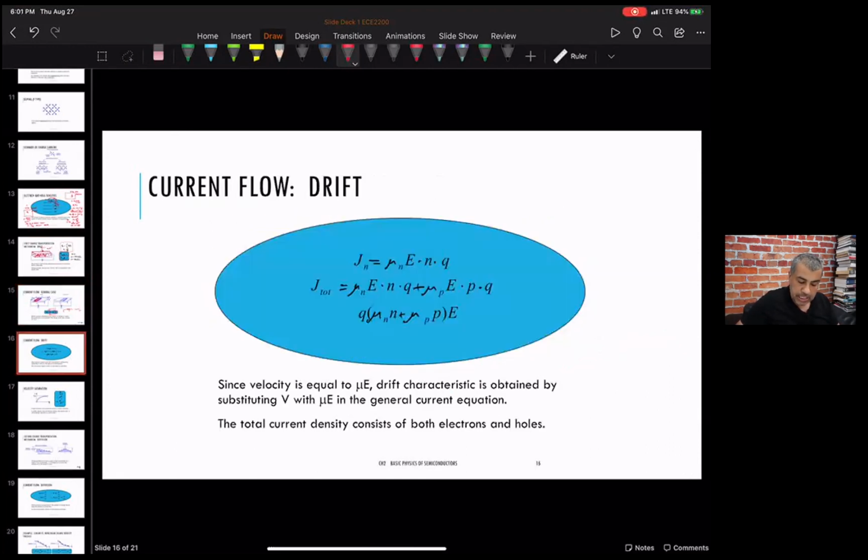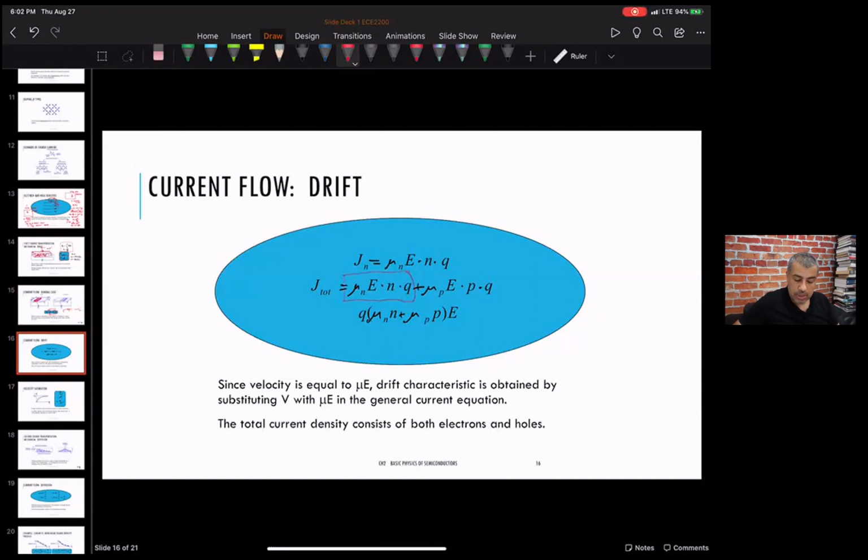We basically take that current, divide by that, and end up with mobility times the electric field times the carrier concentration for electrons times the charge for an electron. So that's the current density of electrons in the semiconductor. But we also have holes in the same semiconductor. So they also have a drift current. So this is the electron drift current.